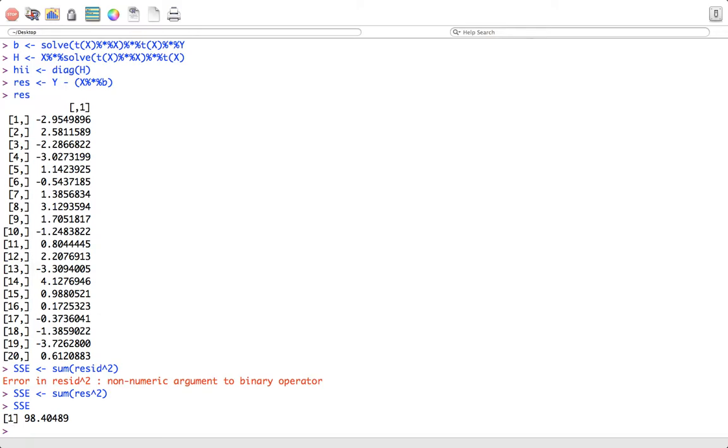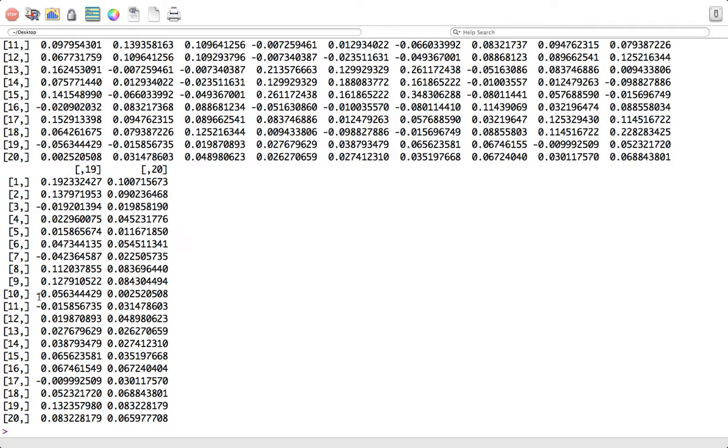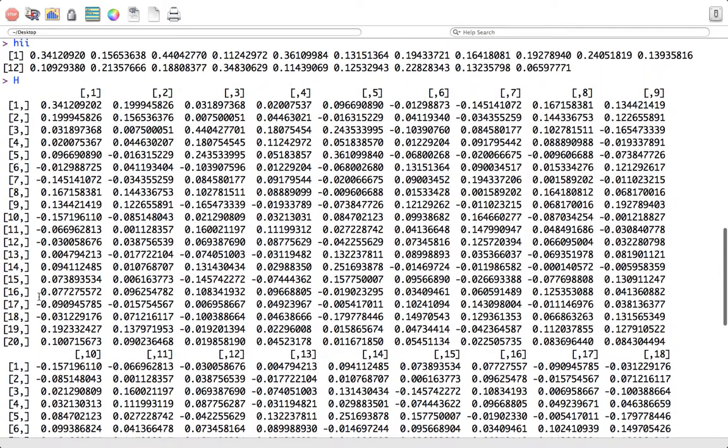And the next thing I need is my HIIs. So the H11 would be 0.341. And again, if I just looked at that hat matrix, that's going to be the diagonal for row 1, column 1.